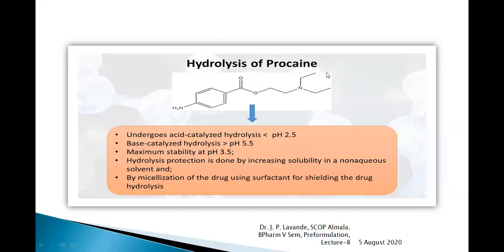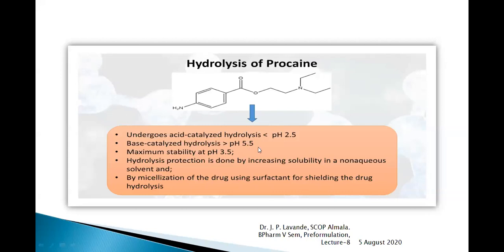Another example is procaine. Procaine is an anesthetic, and it will undergo acid catalyzed hydrolysis, affecting its stability, if the value of pH is less than 2.5. That means if it is acidic. Base catalyzed hydrolysis is possible if the value of pH is more than 5.5.